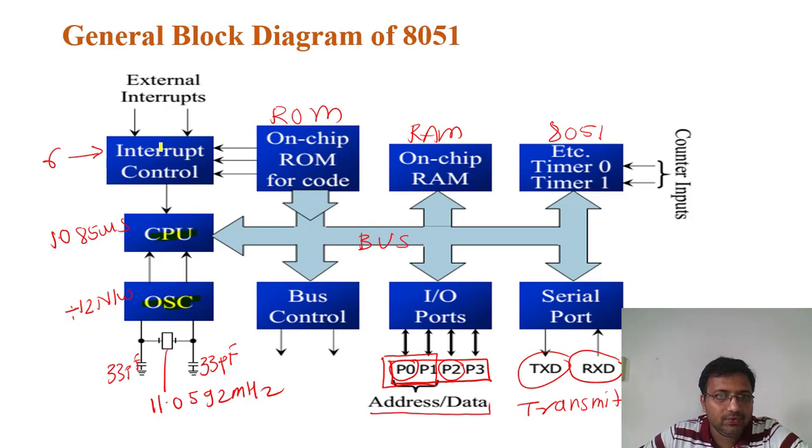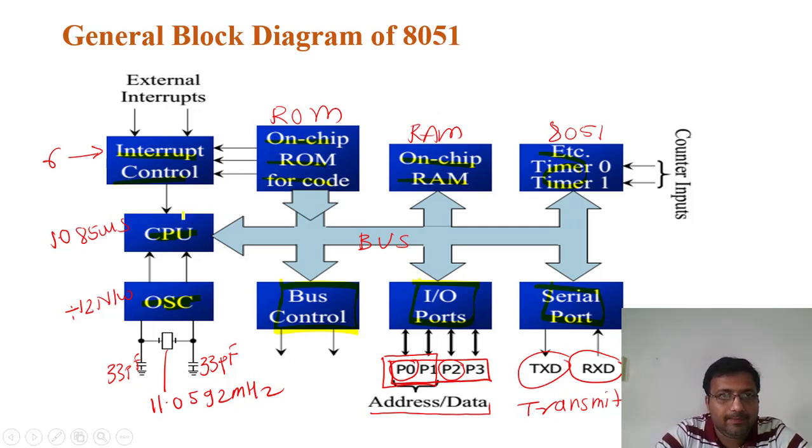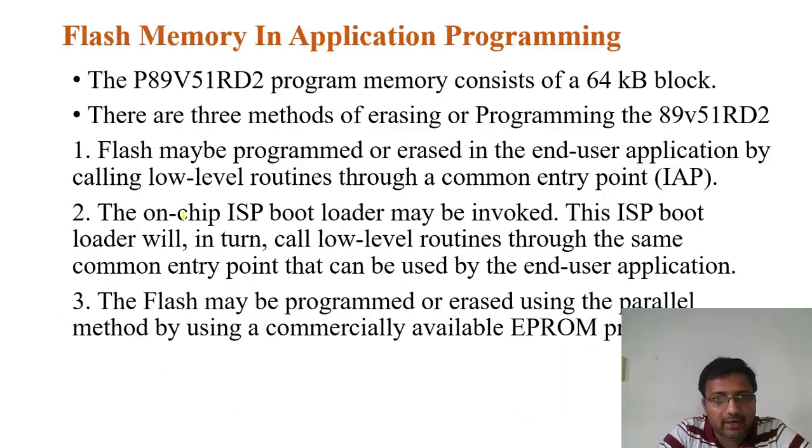Then we have the CPU, then interrupt control, then on chip ROM for code, and on chip RAM. Then a timer block, a serial port block, and an IO port block for IO connection, and a bus control block for bus control. A separate bus is available to connect all the blocks to the CPU. The CPU contains the main ALU, the arithmetic logic unit. So this is the block diagram of the 8051.